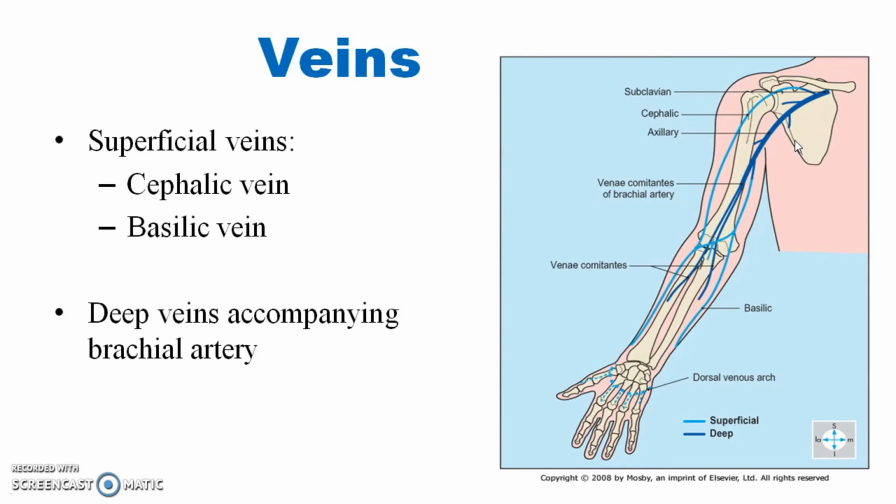So we are dividing into superficial veins and deep veins. Superficial veins are the cephalic vein and basilic vein, and deep veins are the veins that accompany the brachial artery. So the color differentiation shown here indicates that this sky blue color is for superficial and this dark blue or deep blue is for deep veins.